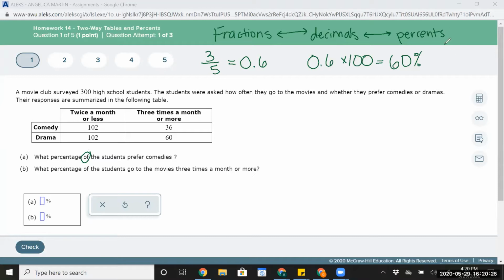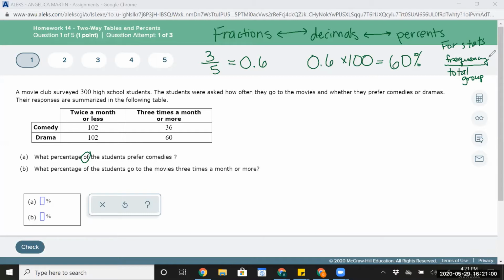So for stats, when we're looking at setting up our fractions, our denominator is the total group, okay? And that could be all the students, all the kids who like comedy, or all the kids who go 3 times or more a month. The total of the group goes in the denominator, and the frequency, or the number of kids that actually satisfy a requirement, is going to be the numerator.